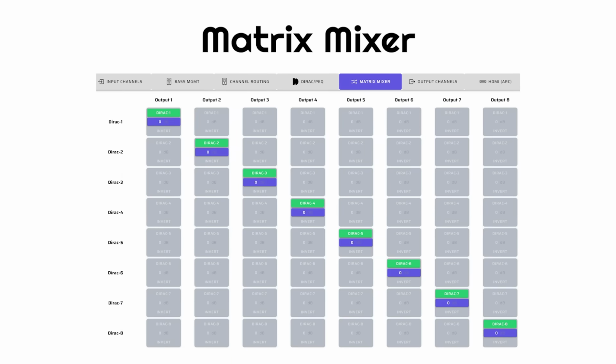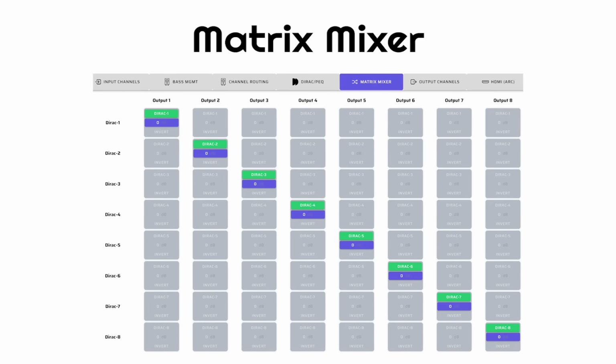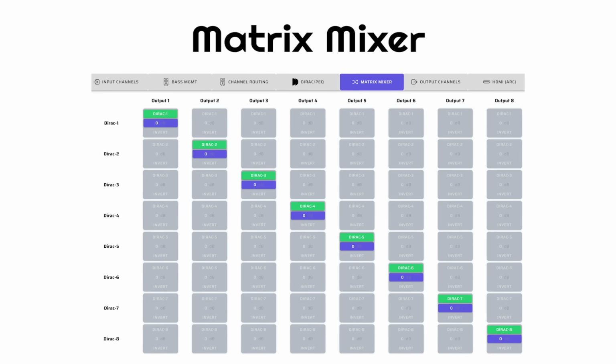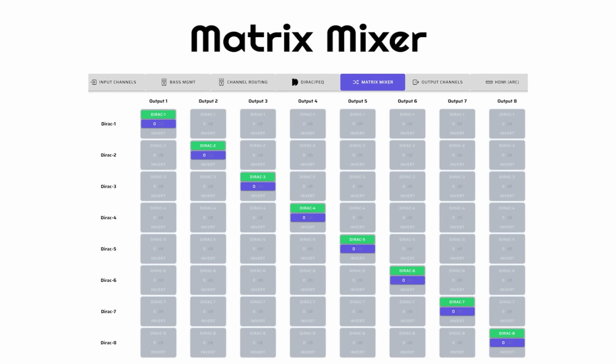The matrix mixer is used for any final routing, mixing, or splitting prior to the output channels page. This is where you can route, split, and/or mix incoming channels as necessary to prepare for the final output.